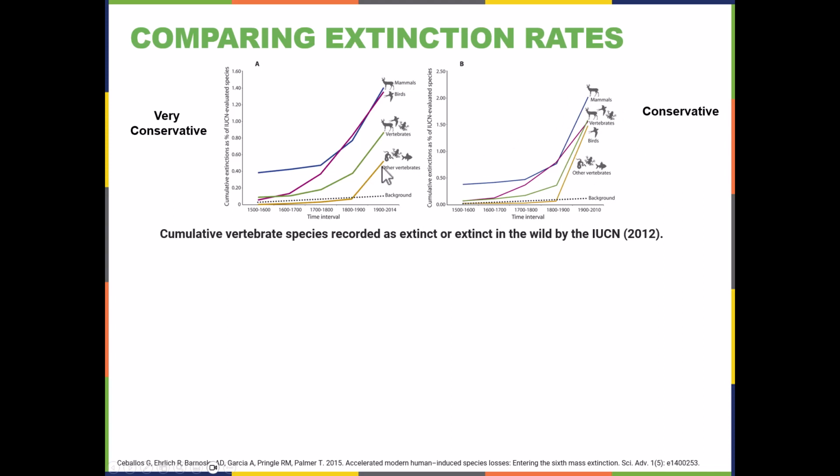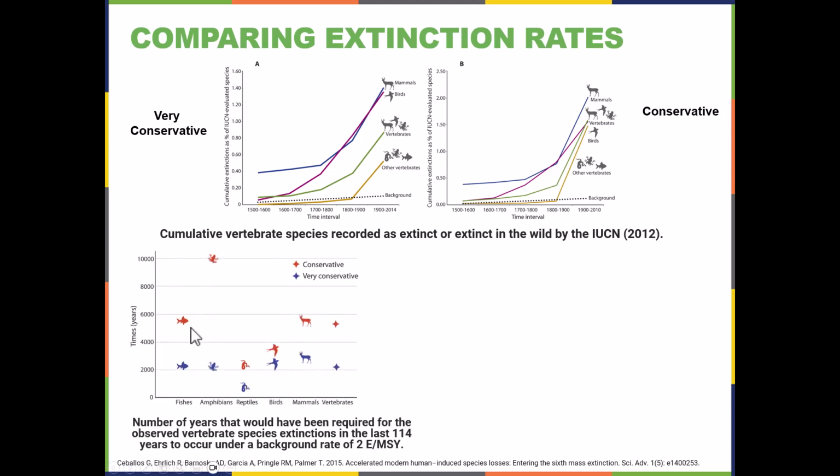And in both cases, we can see that the actual estimated extinction rate is much, much higher than the background rate. And this is looking at vertebrate species that were recorded as extinct or extinct in the wild. Sometimes if we have one in a zoo, then we'll still call it extinct in the wild because technically at that point it is extinct. These are recorded extinctions. This graph that we're looking at over here is again using these 2 different estimates in the 2 different colors for different groups.